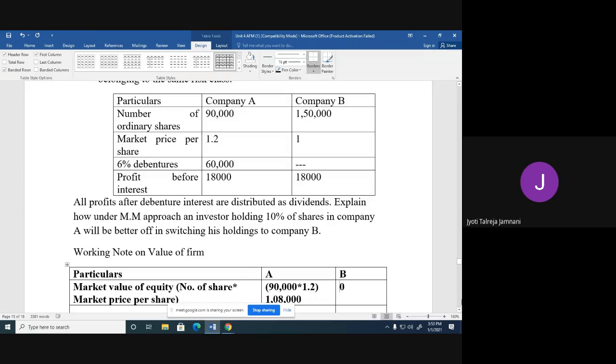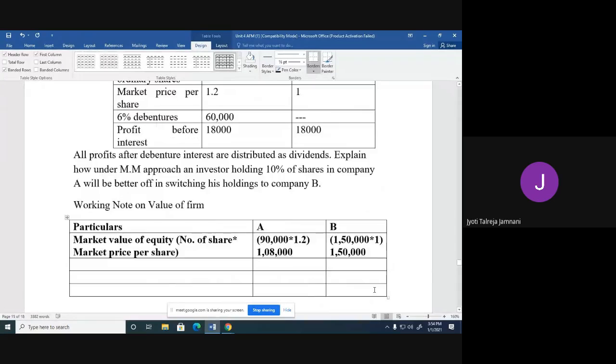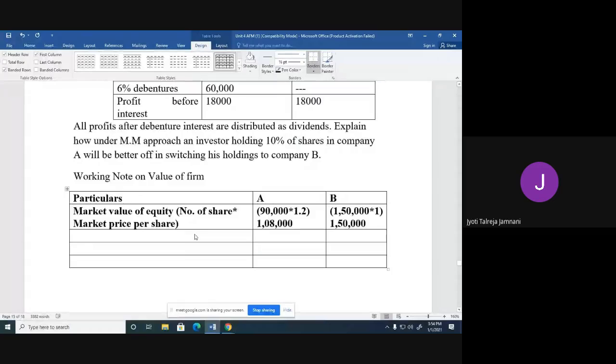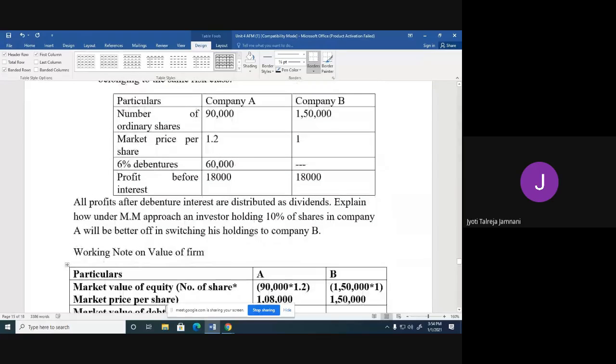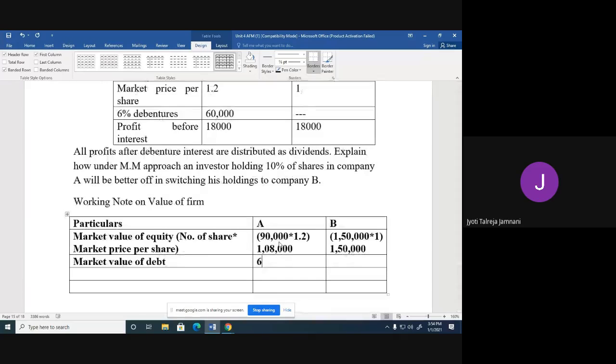And in case of company B, the 1,50,000 shares into the share price of 1 rupee. So 1,50,000 into 1 rupee is equal to 1,50,000. So this is the market value of equity. Now let's write the market value of debt. Market value of debt is given here. Just see 6% debentures. For company A, it is 60,000. For company B, it is nil. So for company A, we will take it as 60,000, and for company B, I'll keep it as nil.